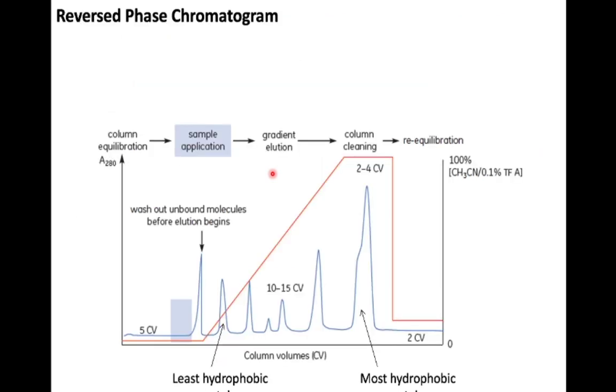If we take a look at a chromatogram of the reverse chromatography, again, here we have the 5 column wash to equilibrate the column. Afterwards, we add the sample to the column, and first we have an increase in gradient elution. The least hydrophobic proteins are then eluted first, whilst the most hydrophobic proteins are eluted last. And then remember we have 2 column washes to equilibrate the column.